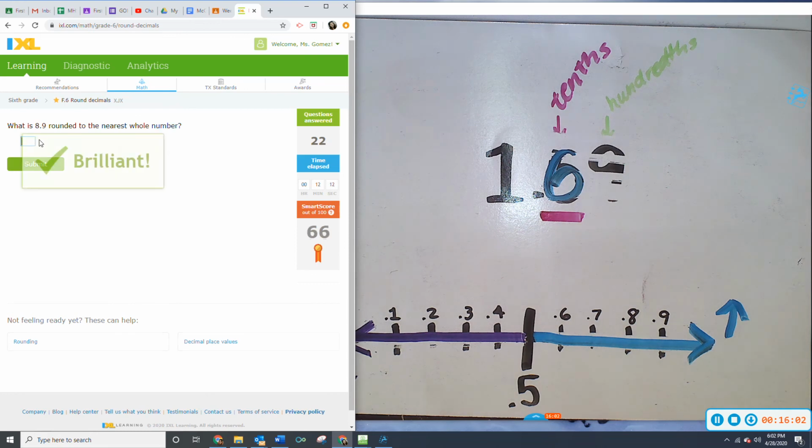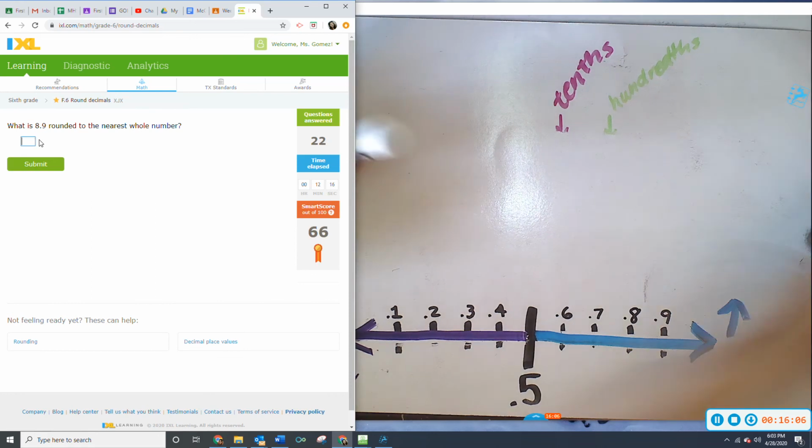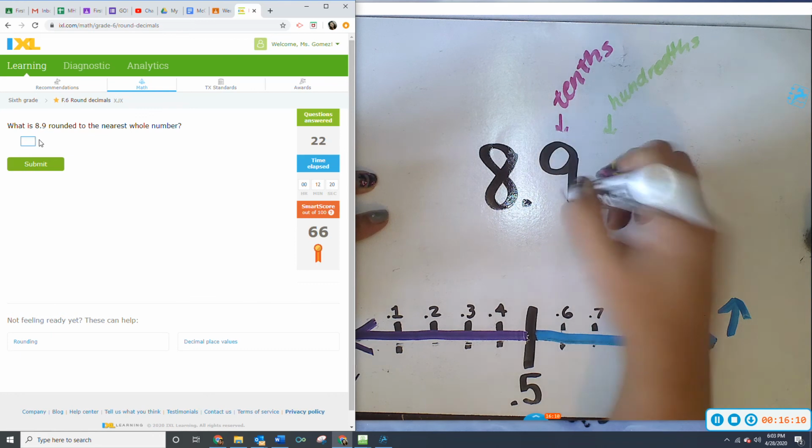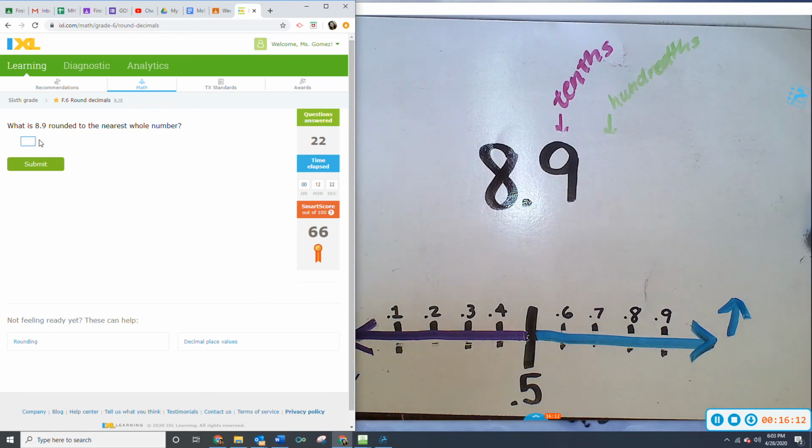All right, and we're almost there, honestly. Like I said, I want to get you guys at least to a 70, so I don't give too much away. Again, round it to the nearest whole number, 0.9. Again, that's going to round up to a 9.